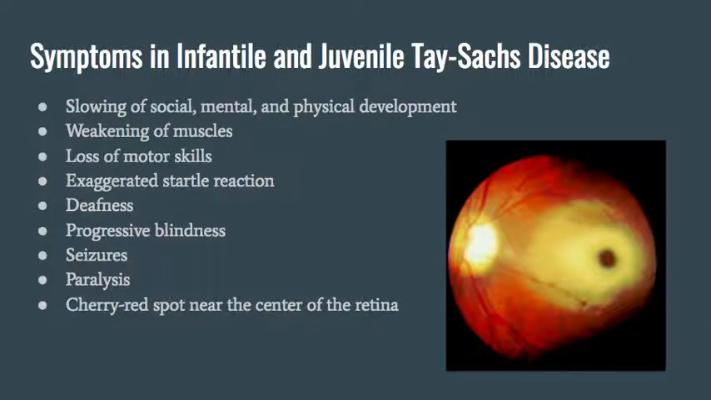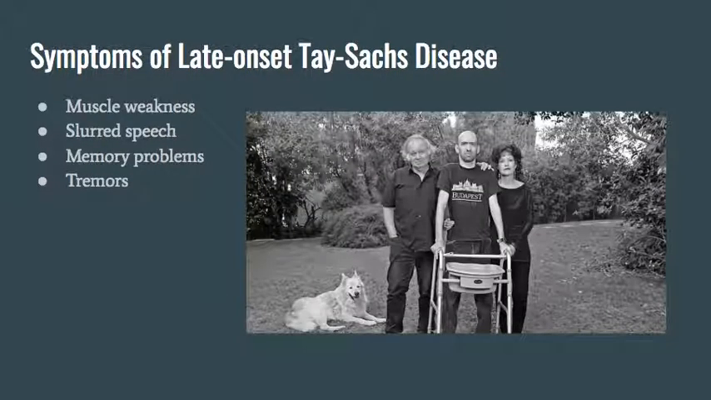Symptoms of the infantile and juvenile forms of Tay-Sachs disease include slowing of social, mental, and physical development, the weakening of muscles, loss of motor skills, exaggerated startle reaction, deafness, progressive blindness, seizures, paralysis, and a cherry red spot near the center of the retina of the eye. Symptoms of late-onset Tay-Sachs typically include muscle weakness, slurred speech, memory problems, and tremors.